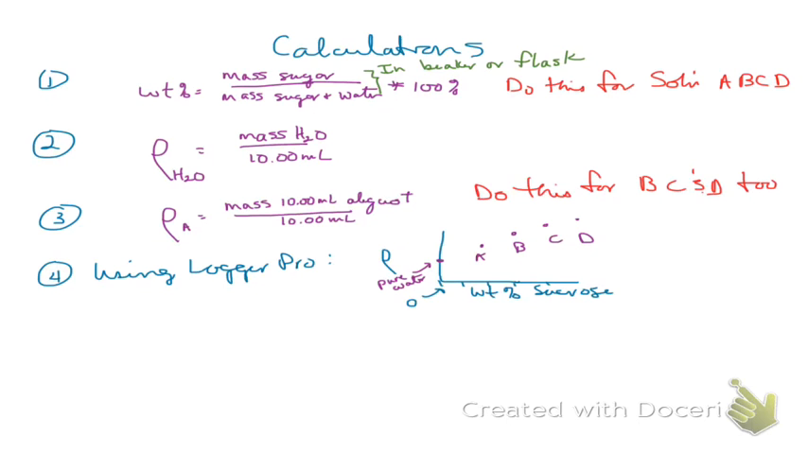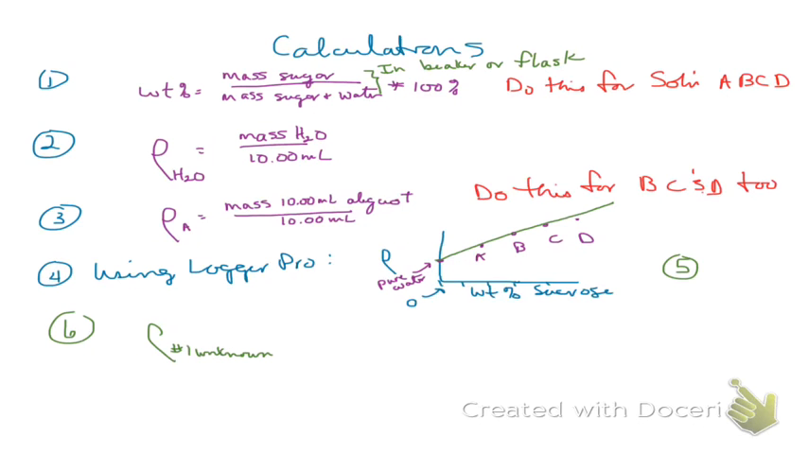So using Lager Pro, you're going to create a graph kind of like this. Notice along the y-axis I have density. Along the x-axis I have weight percent sucrose. There actually will be 5 points because the first point is your pure water, which is 0% sucrose. And then A, B, C, and D get higher and higher weight percent. It should get more and more dense. Okay.